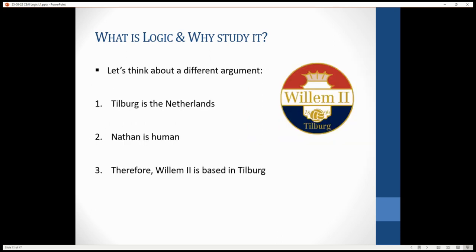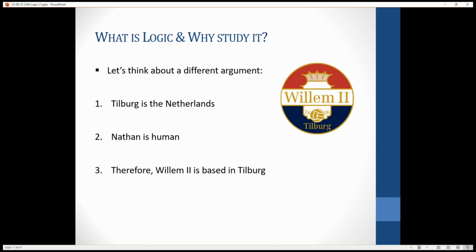Here's another argument. Tilburg's in the Netherlands. Nathan's human. Therefore, Willemswee is based in Tilburg. Valid, invalid? Why is it invalid? Kind of, but let's think about it in terms of our definition. Our definition of validity says an argument's valid if and only if it's impossible to make all the premises true and the conclusion false.